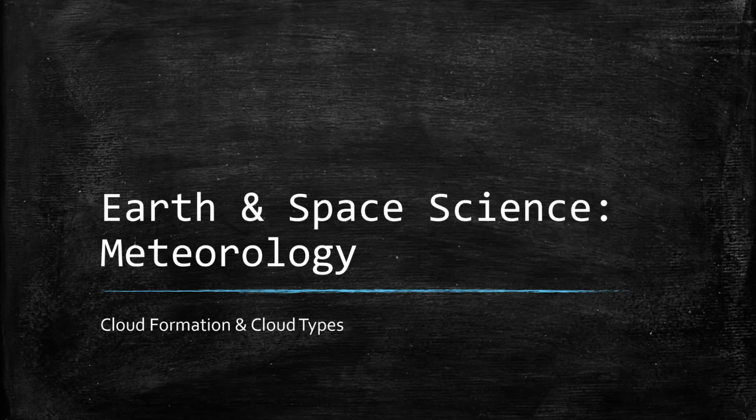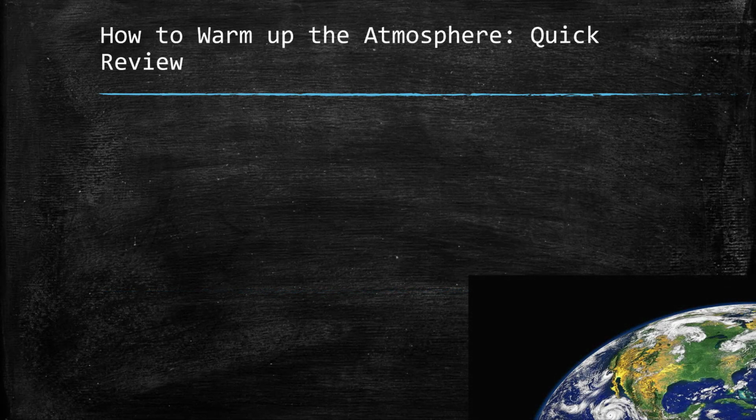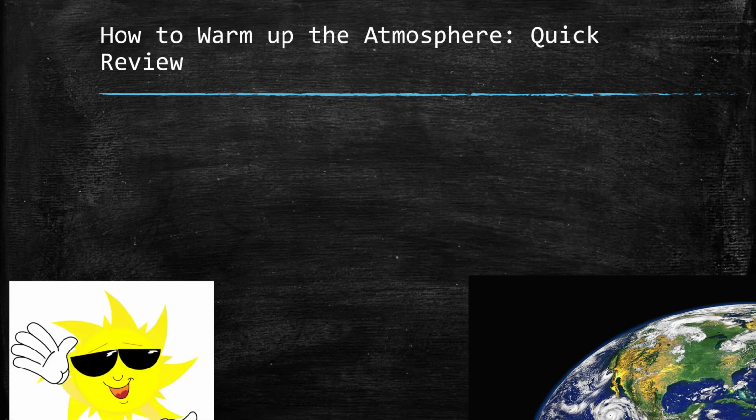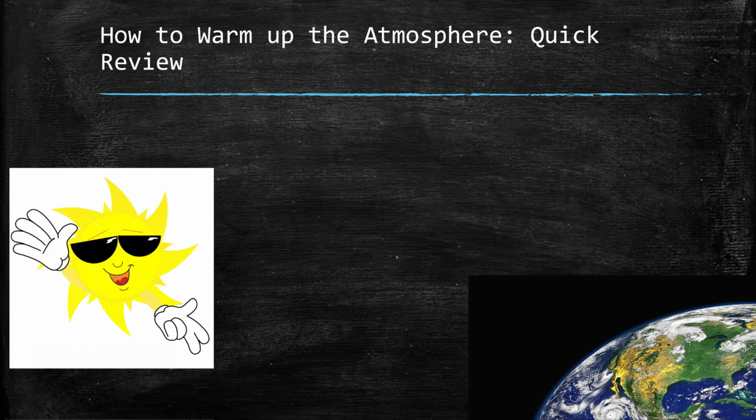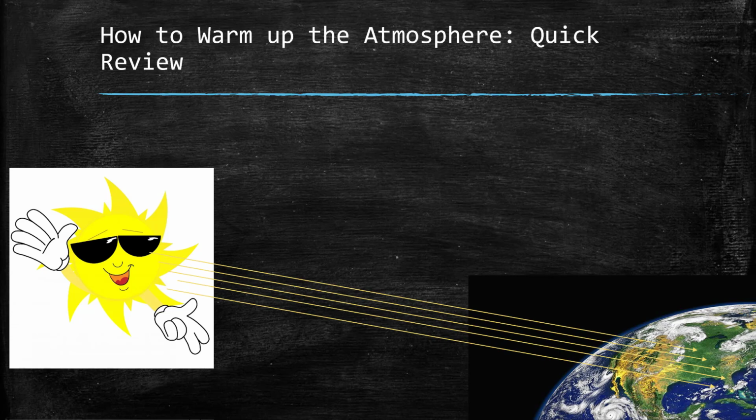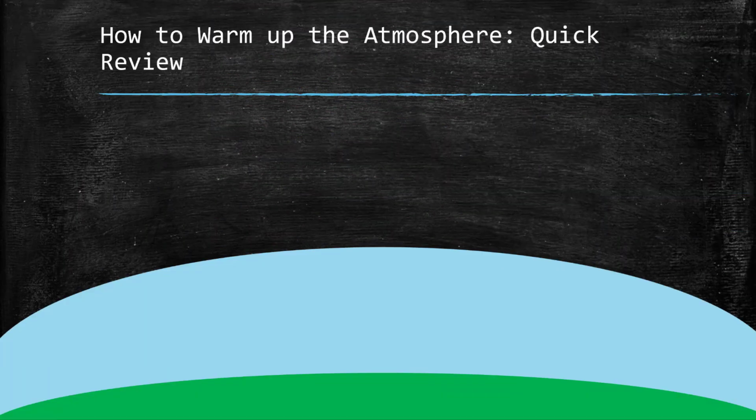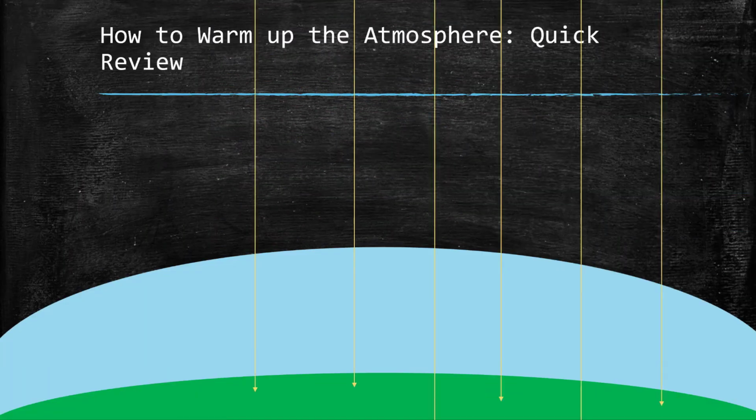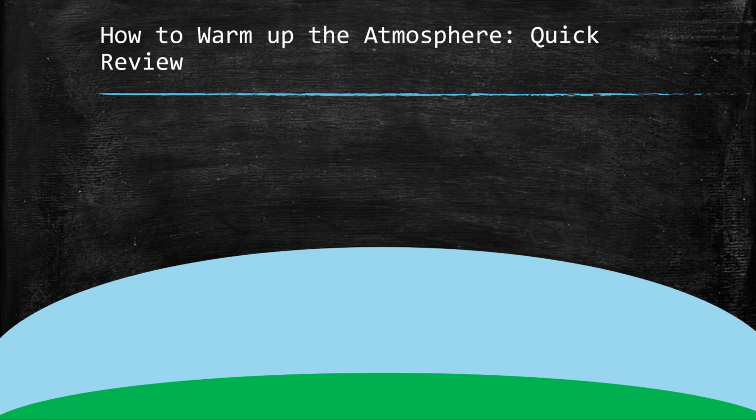So what we're going to look at here is cloud formation and different types of clouds. First, we want to go through a quick little review on how the atmosphere is warmed. Again, we have the sun. The sun's going to shine its rays, radiation, which is just another form of light. And that radiation is being absorbed by the ground mostly.